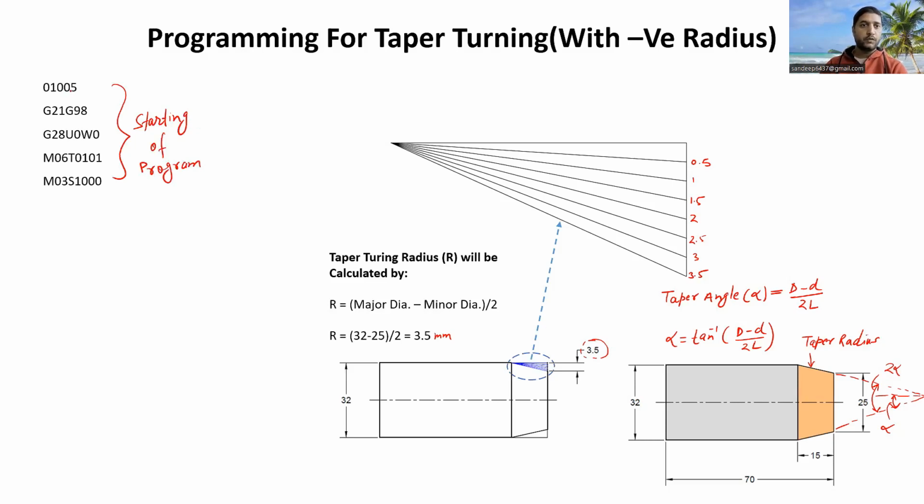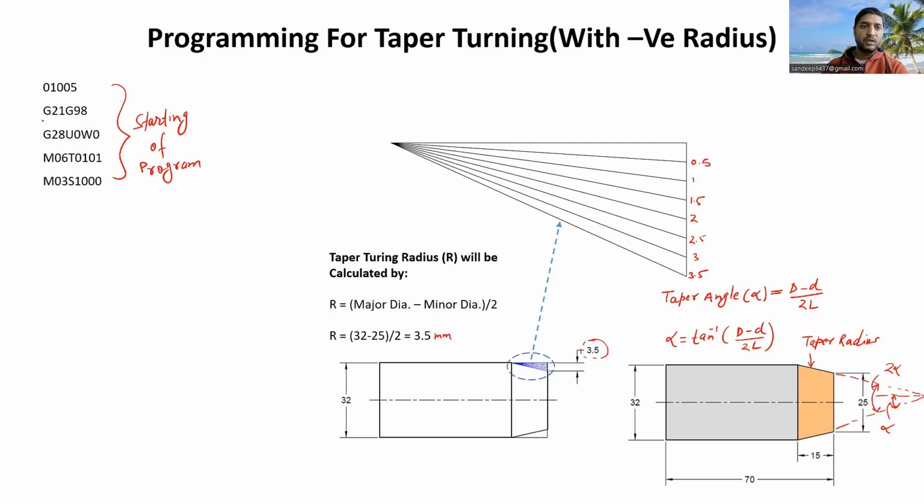And 01005 is the program name here. G21, G98 are the initial settings. Then we have home position. Then we are calling M06, which is a machining code for tool change. Okay. Then we have spindle M03, spindle rotation code in clockwise direction with 1000 RPM.